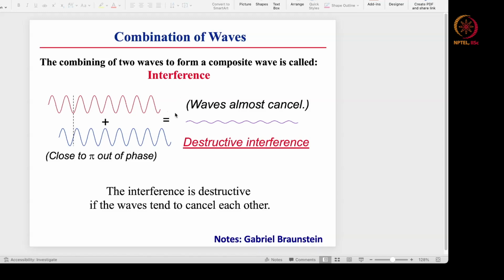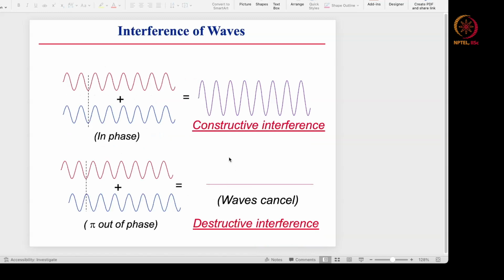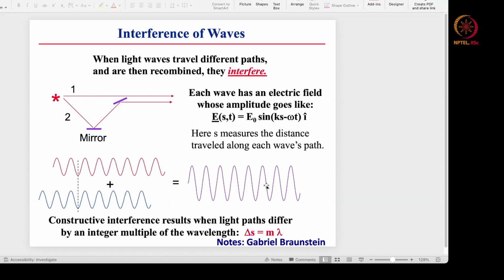As a result, the waves almost cancel each other. This is what we call destructive interference. When the interference is destructive, the waves cancel each other. It's as simple as that. You had an addition effect before; here it is a cancellation. So when they are in phase, they give rise to constructive interference. When they are pi out of phase, the waves cancel each other and you get destructive interference. This is very simple logic and very simple math. This is what we are going to use in PDPA, LDV, and all these other cases.